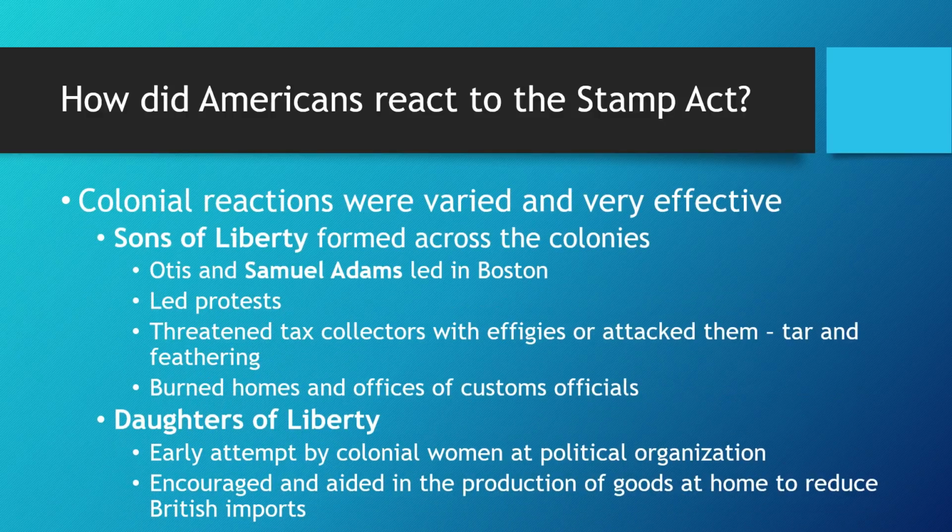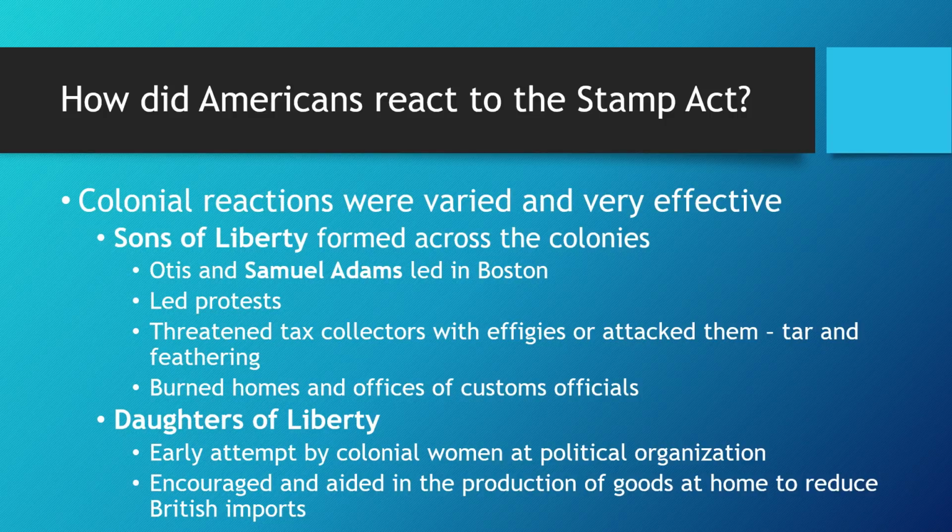The Americans were not going to take this sitting down. Their responses were both varied and effective. An organization called the Sons of Liberty began to form, with the most active one in Boston. It was led by James Otis and Samuel Adams. It is Samuel Adams who is really the emotional and radical point man for their operations in Boston.